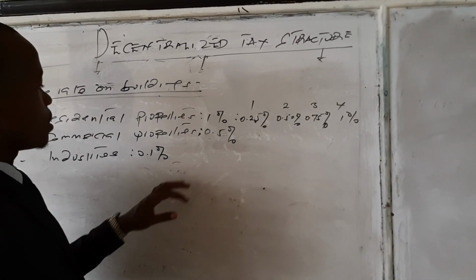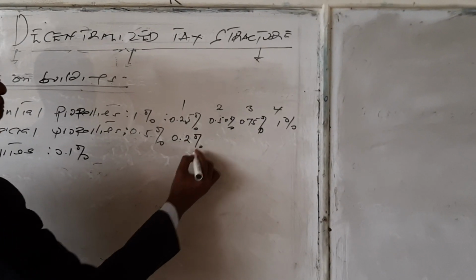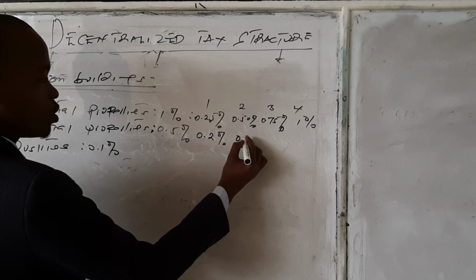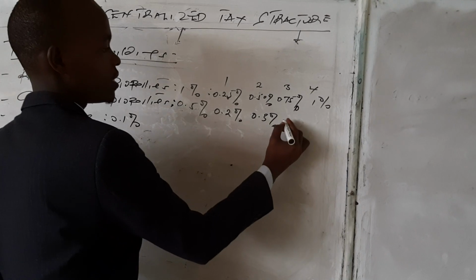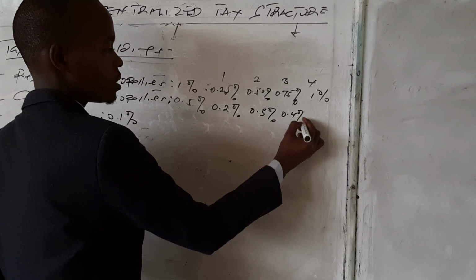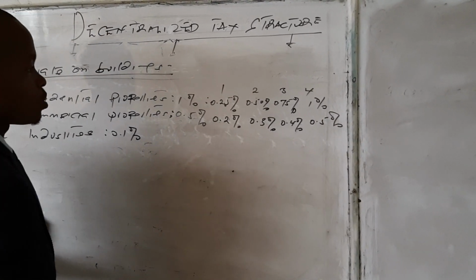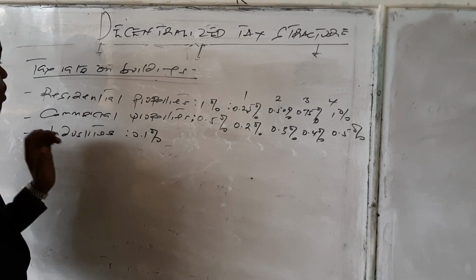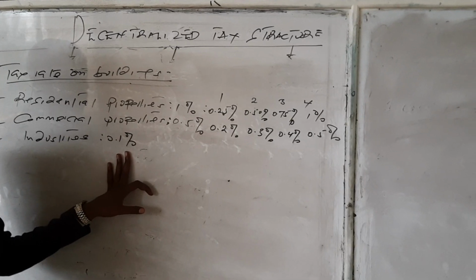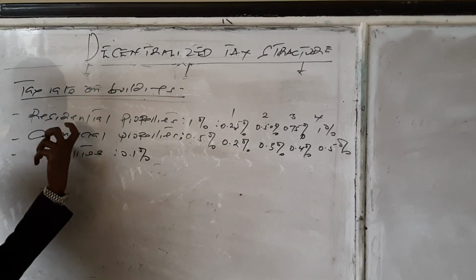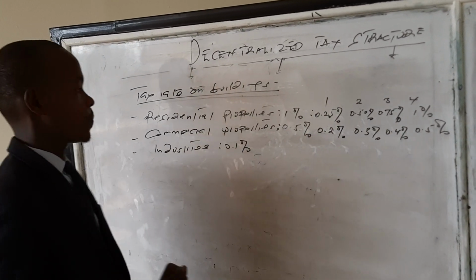In the case of the commercial property, for the first year it is 0.2%, for the second year 0.3%, for the third year 0.4%, and for the last year 0.5%. So except for industry, which is 0.1% and not paid progressively, the rest of the properties, like residential houses and commercial properties, are paid progressively like this.